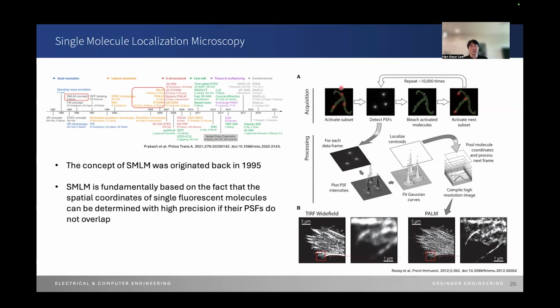What it means is that if we have a sample that looks like this, and somehow we can activate a subset of these molecules so that only a subset of them generate fluorescent light, we can image them and then perform a point spread function analysis to find the centroid of each point spread function, and deactivate this fluorescent light. Then we activate another subset of fluorescent molecules that are spaced apart, and repeat this many times and collect all these different centroid points to create a super resolution image.